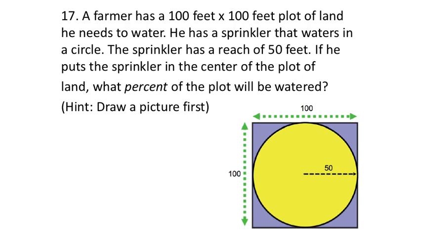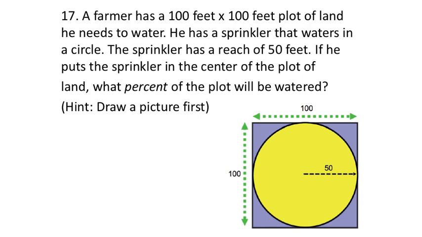Thank you. And yeah, we see that since it's a 50-foot sprinkler and it goes in a circle, it goes right up to the edges. These four edges look like a square plot of land because it's 100 feet by 100 feet. Now, we do need to be aware that it's asking for the percentage of the plot that will be watered. And for the diagram that's shown to us, that's just the yellow portion of it.